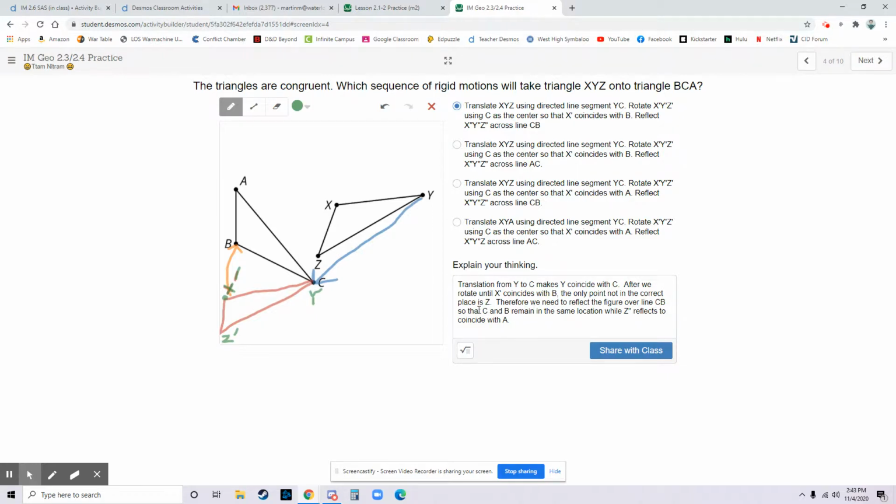And because C and B need to stay in the same spots, I think it would make sense to reflect over line CB. And then those two points will stay where they are, and Z prime, which is actually out here in my picture, it would be like somewhere around here. And then if you reflect it across line BC, it'll land where A is right now. Okay.